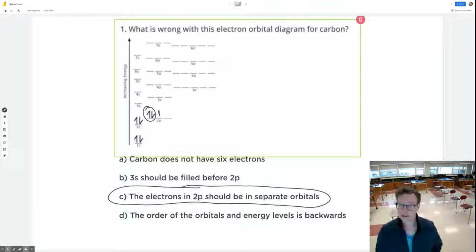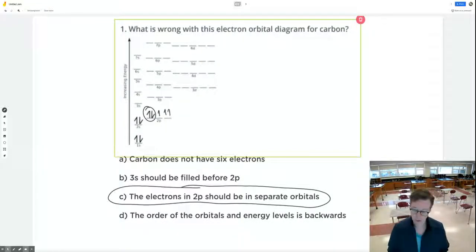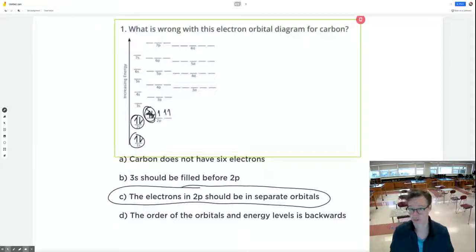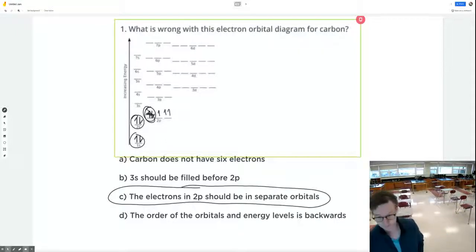The only other things that could be wrong would be, for example, if there was the wrong number of electrons, right? Let's say we had 8 for carbon instead of 6, or if we had 2 electrons in the same orbital and they were both pointing in the same direction. That's that third rule that says if they are in the same orbital, they have to have opposite spins, which all of these do. It's just that these two up here shouldn't be together in the first place. So that's the answer there.